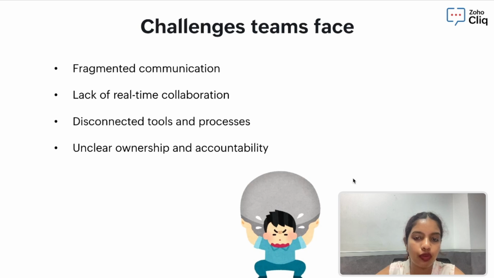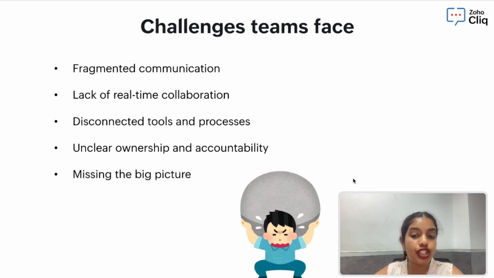And ownership obviously gets blurry. Who is responsible for what? Who is following up? Who is doing what? Without a clear process, it's easy for accountability to get lost. And maybe the bigger issue, teams miss the big picture. Everyone's caught up in their own tasks individually, but without a shared view, it's hard to understand how it all connects or how what you're doing fits into the larger goal.